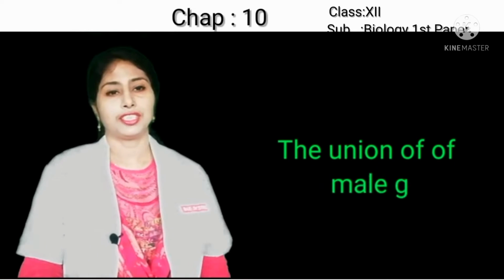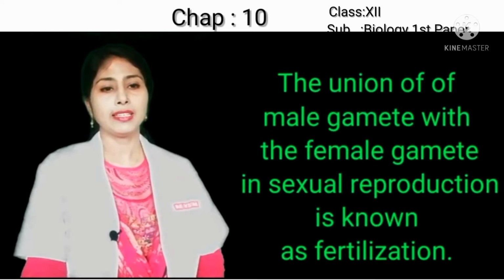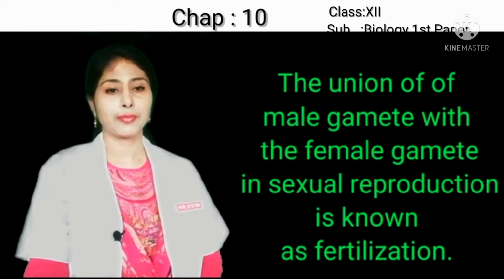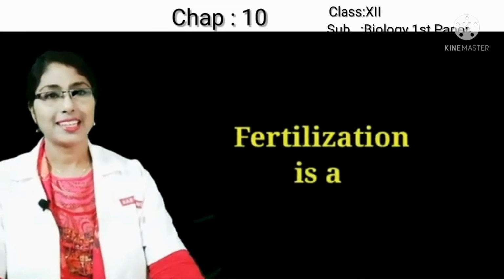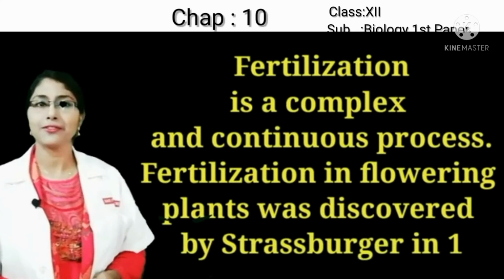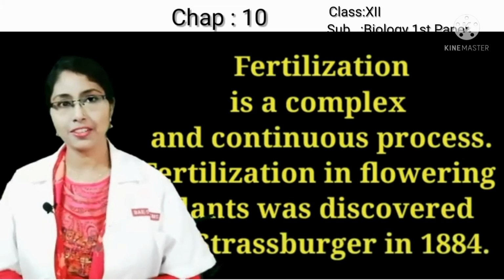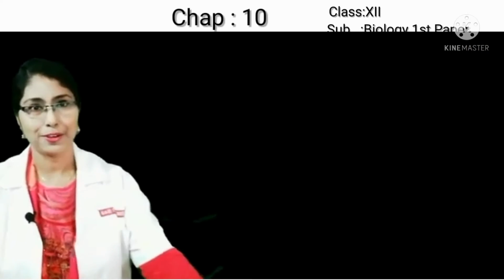Definition of fertilization: the union of a male gamete with the female gamete in sexual reproduction is known as fertilization. Fertilization is a complex and continuous process. Fertilization in flowering plants was discovered by Strasburger in 1884.